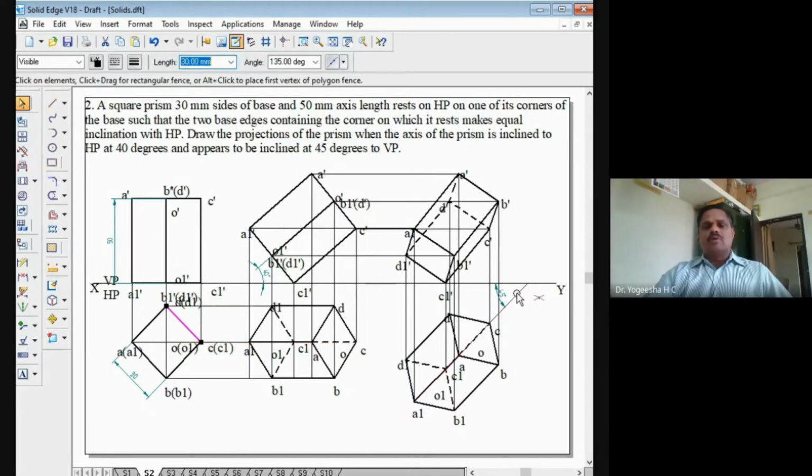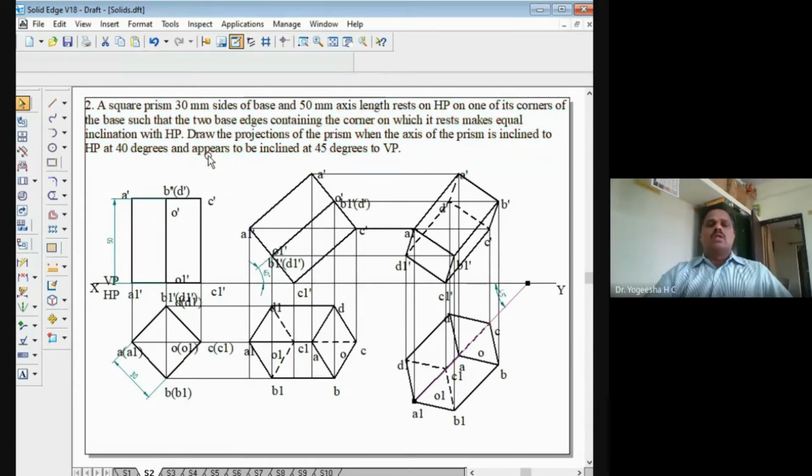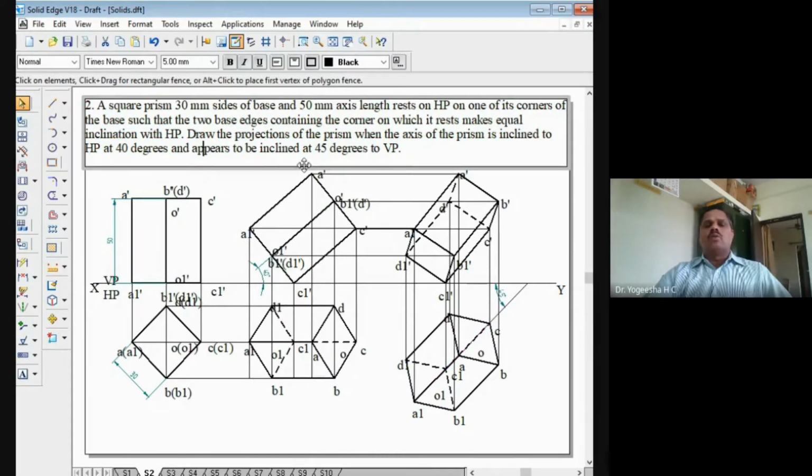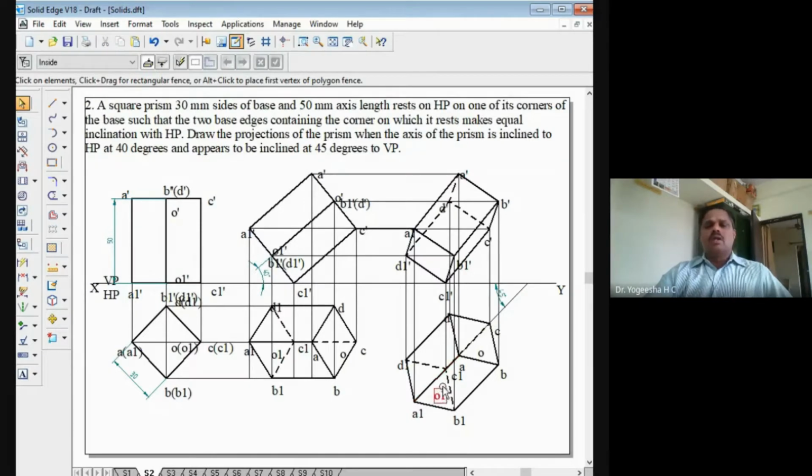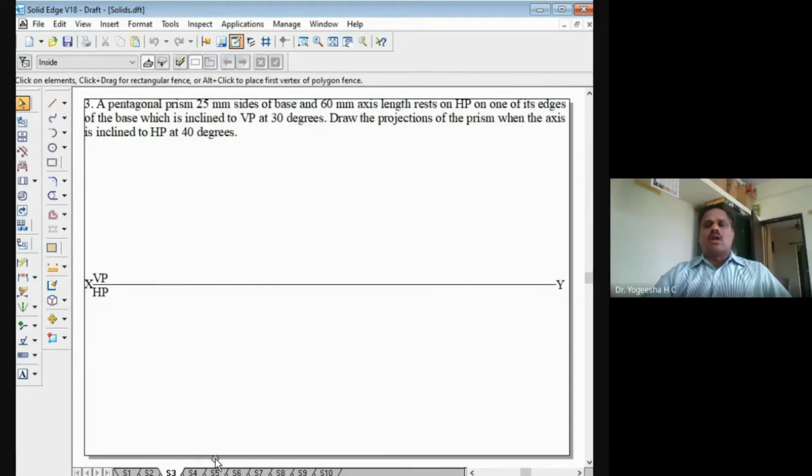Only coming to the third position, the axis is inclined to VP, but it is not just inclined to VP. They have told here that the axis appears to be inclined to VP at 45 degree. So the apparent inclination of the axis with PP has been given. That means the beta angle has been directly given in this problem. Using the beta angle, we rotated the axis to the given inclination and drew the projections. That is in case of the second problem. Now we'll go for the third problem. It is similar to the second problem, right?